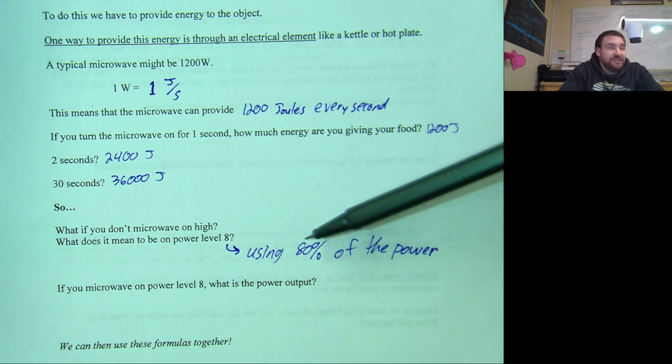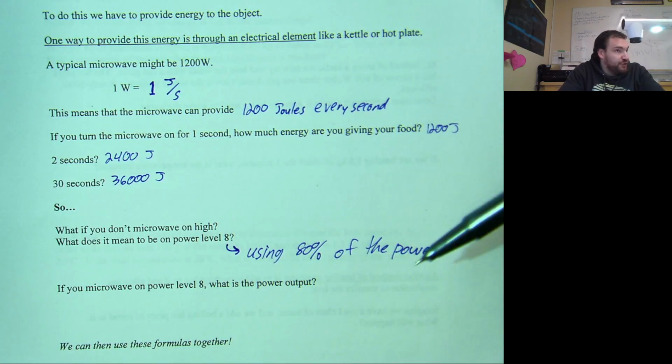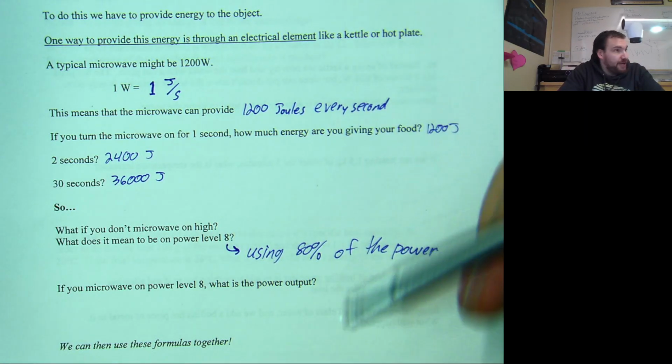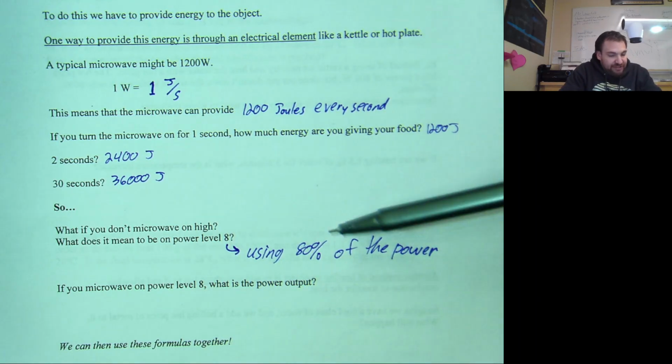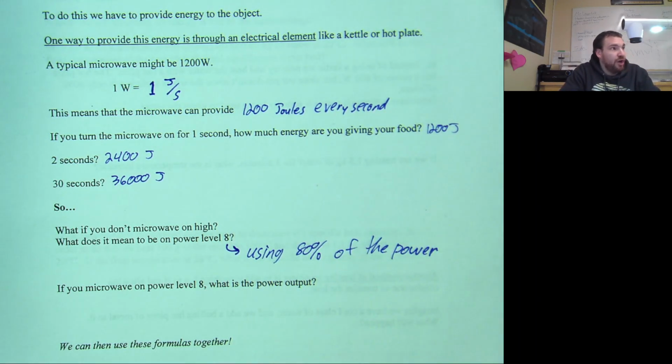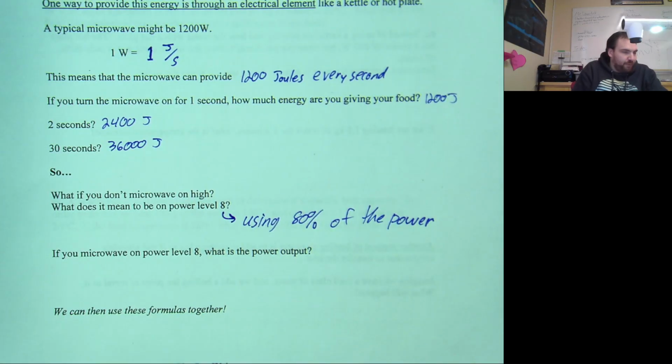The reason we would use a lower power setting is because we might want to provide the same number of joules, just over a longer period of time. Luis's example was, what if we need to heat something slower to give the heat time to dissipate through our object? That's a great reason to use less power for a longer time. Tristan, you said burn the outside but the inside's still cold? Same kind of idea. So if you have a microwave on power level 8, then the power is just going to be 80% of what it could have been.